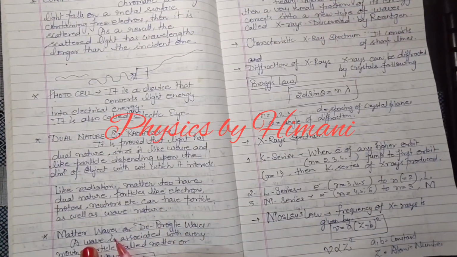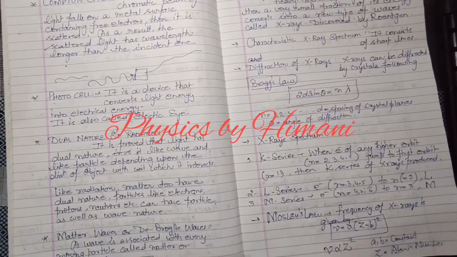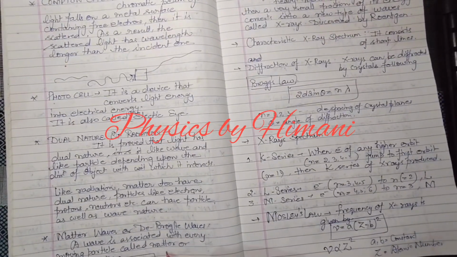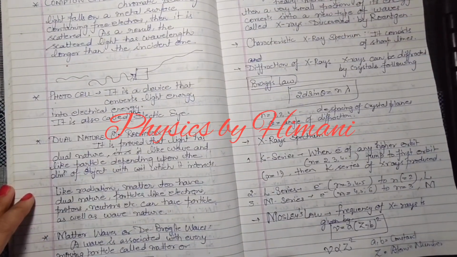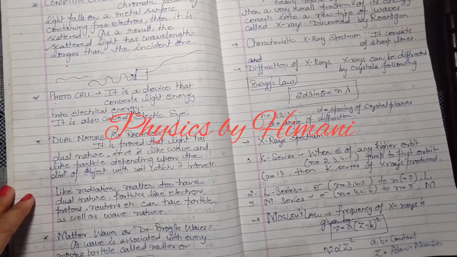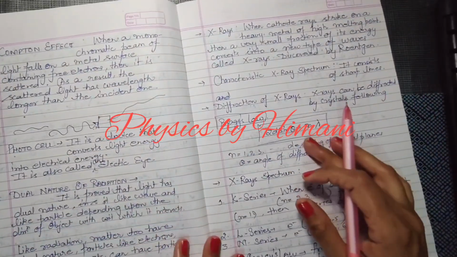Next, what are matter waves or de Broglie waves? A wave is associated with every moving particle, called matter wave or de Broglie wave. Lambda is equal to h upon p, and p is momentum, so it is h upon mv. This is the formula for de Broglie wave.